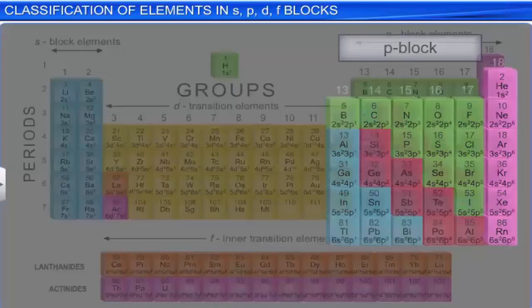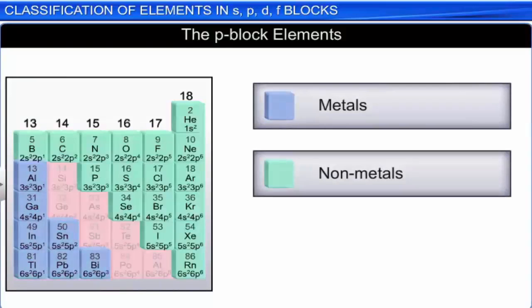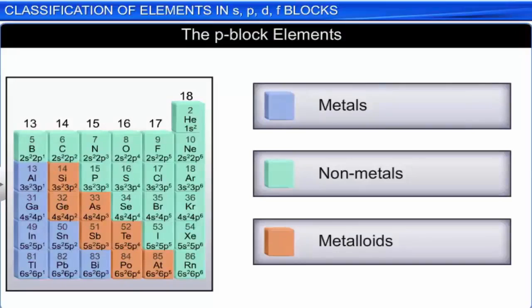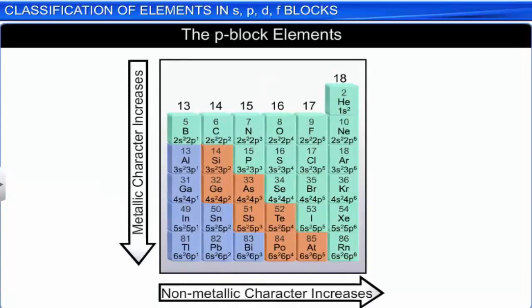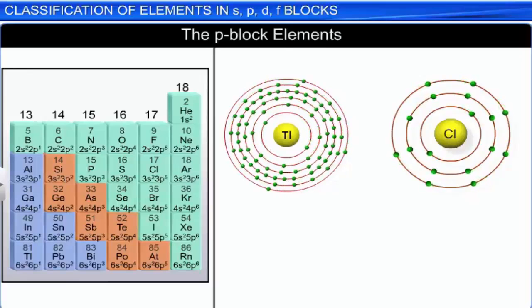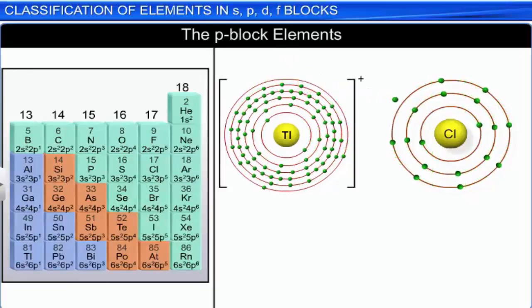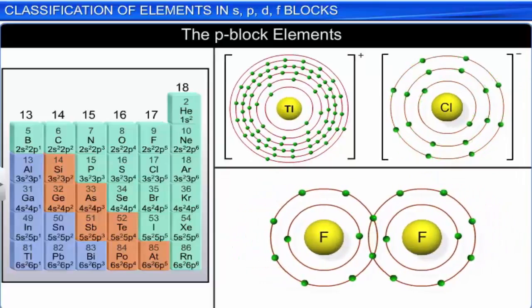The P block consists of metals, nonmetals, and metalloids. The non-metallic character increases across a period and the metallic character increases as we go down the group. The p-block elements form compounds by loss or gain of electrons, or by sharing the valence electrons. That is, they form both ionic as well as covalent bonds.